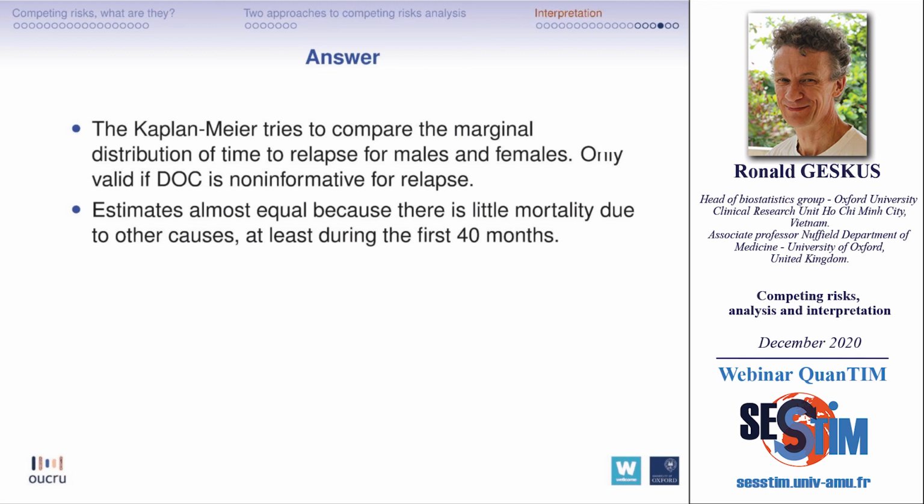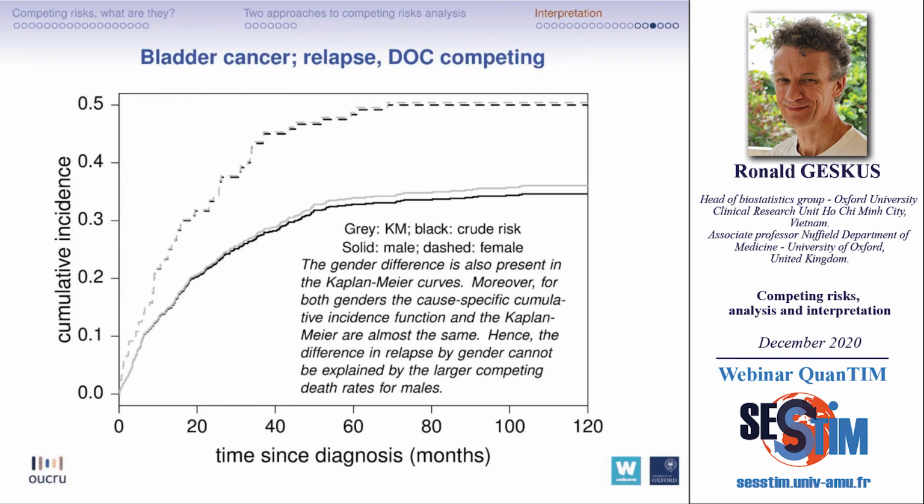The fact that they are almost equal, by the way, is because there is very little mortality due to other causes during the first 40 months. The first 40 months, up till a year, is exactly the period in which the relapses mostly occur. And there were very few deaths. And then, of course, if you don't have competing events, you are back in the standard survival setting.